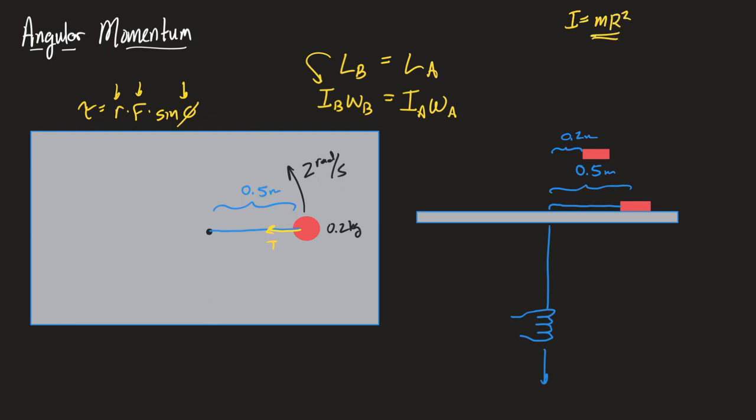r is going to get smaller. M is going to stay the same. So because r is going to get smaller and m is going to stay the same, the moment of inertia is going to get smaller. So if the moment of inertia gets smaller and the angular speed stays the same, then the final angular speed is going to have to increase to compensate for the moment of inertia getting smaller.